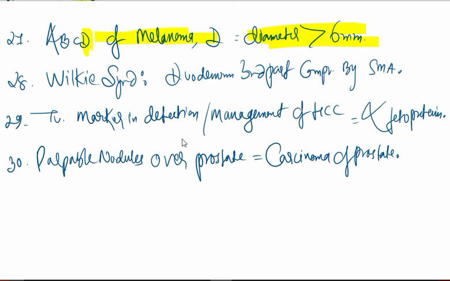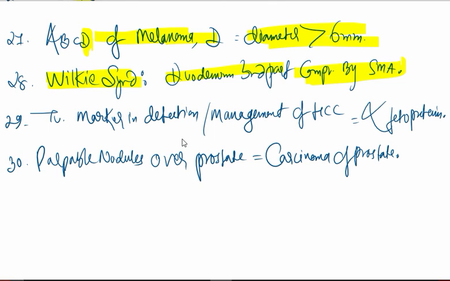Next, Wilkie syndrome. This is what? The third portion of the duodenum is compressed by the superior mesenteric artery. This is a rare condition.